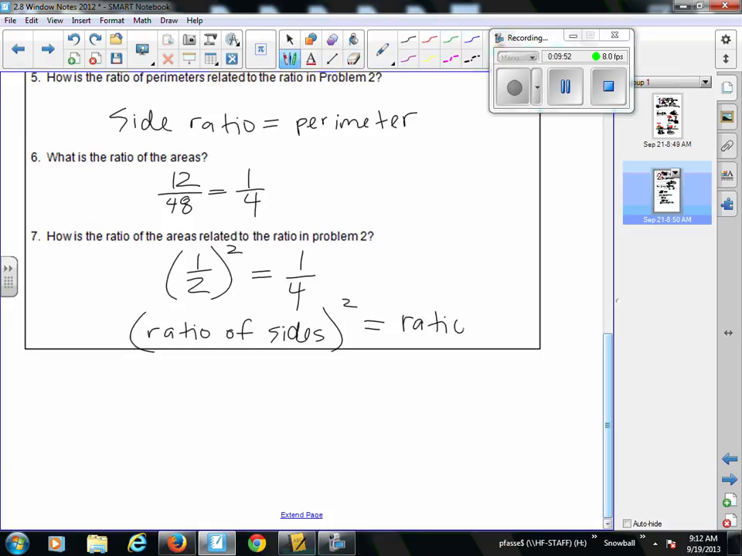I apologize, the notes are structured this way. This is kind of going backwards because I had to talk through that on the word problems before, but the ratio of the areas is always equal to the ratio of the sides squared. And note, before we had the ratio of the areas, so to get the ratio of the sides, we had to square root it.